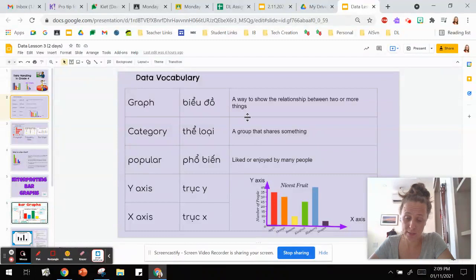A category is a group that shares something. So these are all apples, these are all oranges, these are all bananas. Popular means liked or enjoyed by many people.